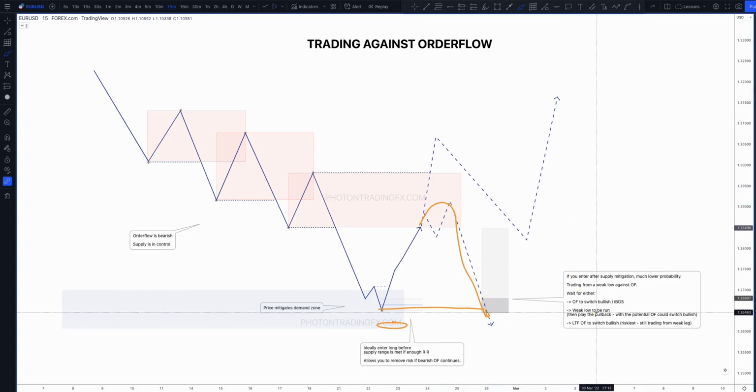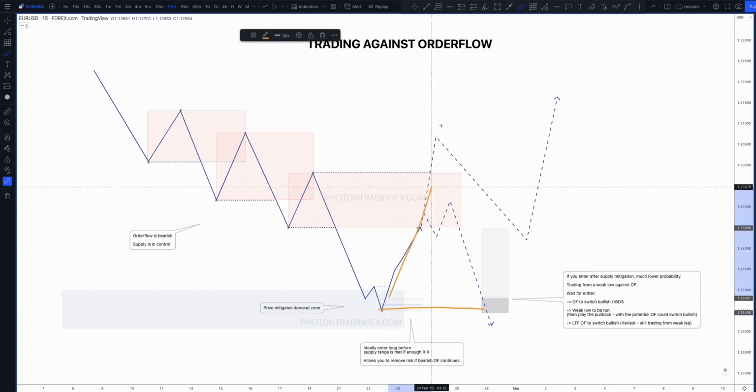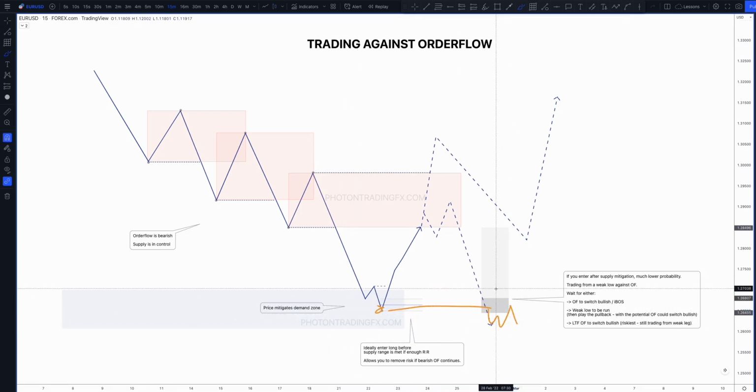So the first option is always going to be the most ideal one, which is you simply wait for the bullish IBOS, then you buy here with the internal structure. The second option, when it's coming back down, is you just wait for this weak low to be run. And then once it's broken, if you get the next entry model, with all the other confidence being present, you can get in long here, right?